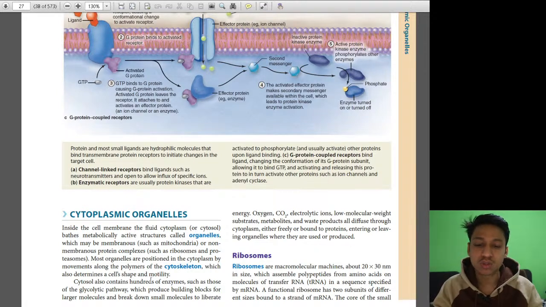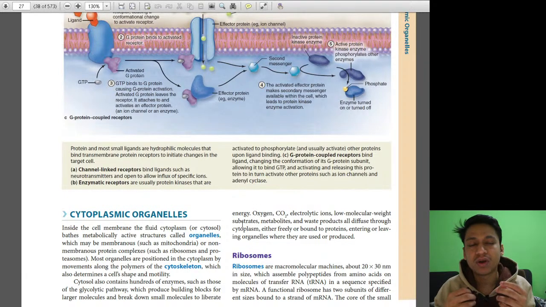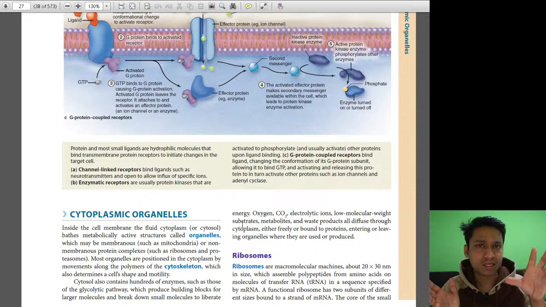Cytosol also contains hundreds of enzymes, such as those of the glycolytic pathway, which produce building blocks for the larger molecules and break down small molecules to liberate energy. So the glycolytic pathway is basically a pathway that produces energy, and we will study the glycolytic pathway in detail in the coming chapters.